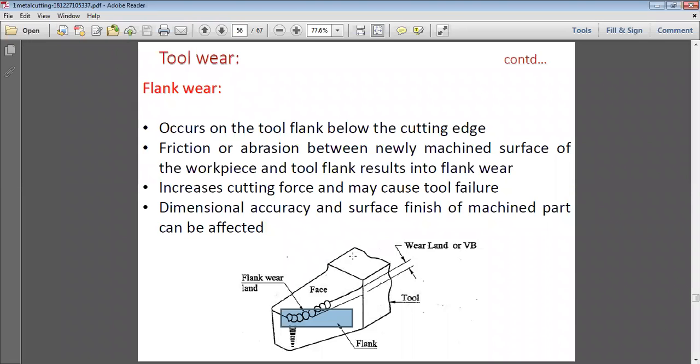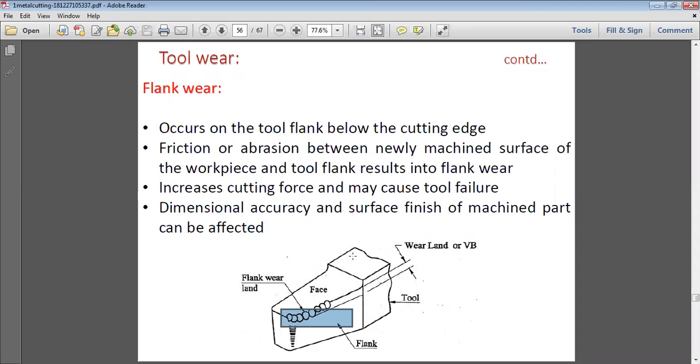Otherwise, the flank is rounded in shape. But when the flank wear takes on an area and touches the newly machined surface, it will leave scratches on the surface of the newly machined part, and the surface finish of the part will be greatly affected by this.